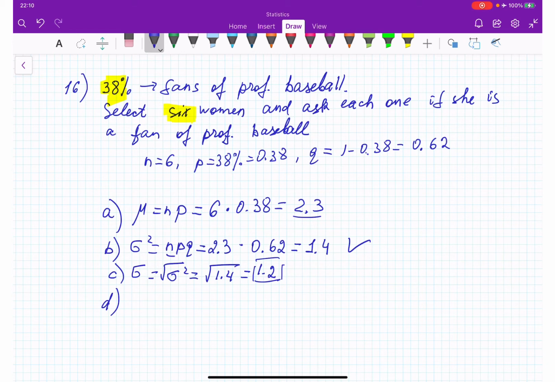And what conclusion can we draw? That out of 6 people on average 2.3, which means between 2 or 3 women, with plus or minus 1.2 standard deviation, say that they are fans of professional baseball.